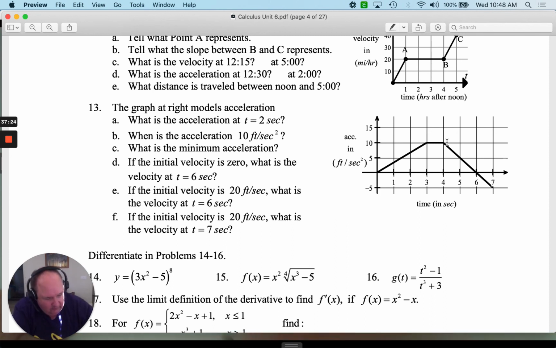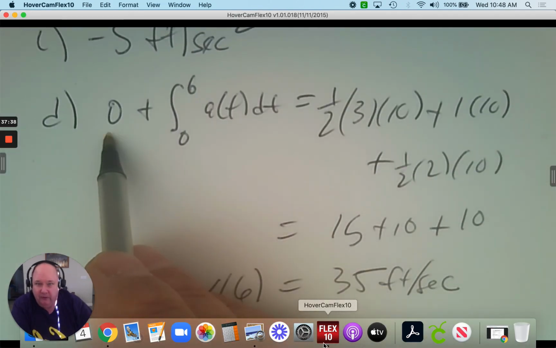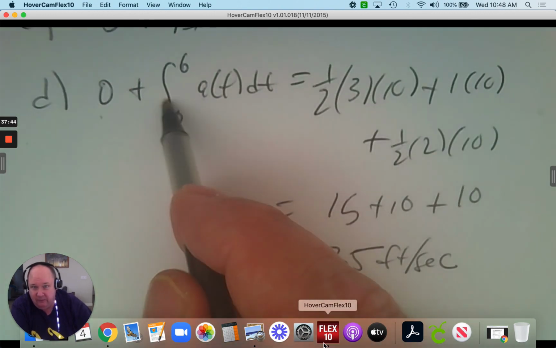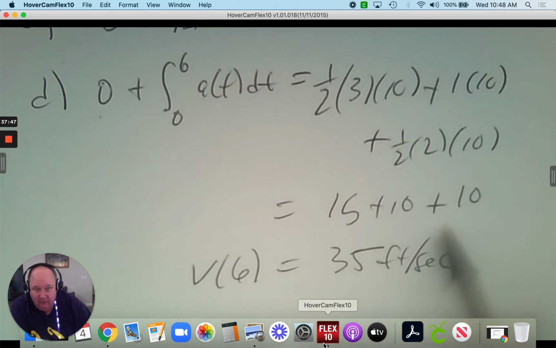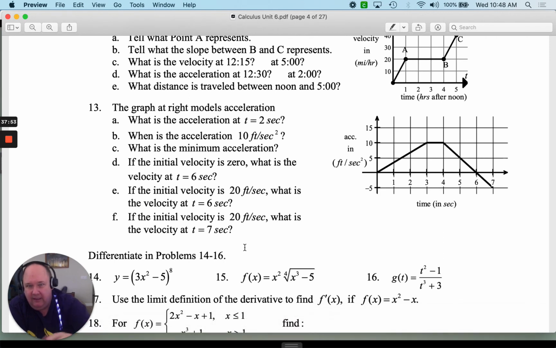It's 35 feet per second. So the velocity at 6, I get 35 feet per second. Making sure that's right. Yep. Here's what it looks like again. So the initial was 0, and then we integrate acceleration and add it to 0 to know what it is at 6. So from 0 to 6, integrate the area under the curve, and you get 35 feet per second. E. If the initial velocity is 20, what is the velocity at 6? So then you just go 20 plus 35, and you get 55 feet per second.